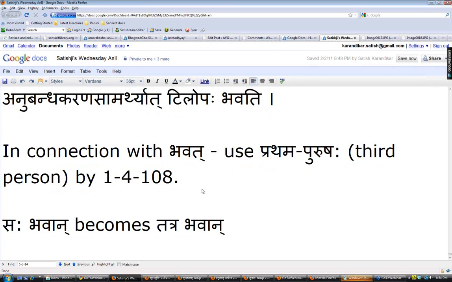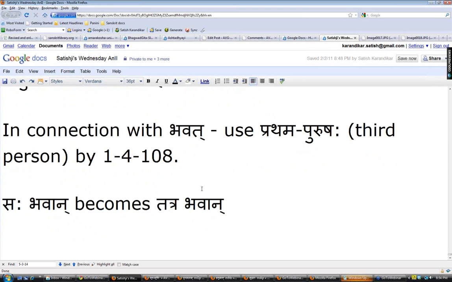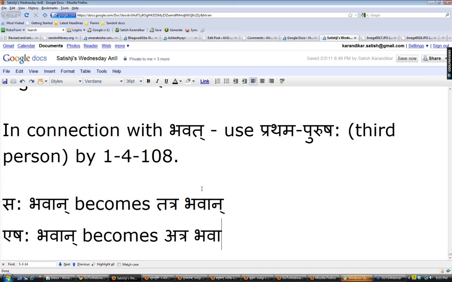So this "you" means that well-known, famous, honorary "you". If you look at Esha Bhavan, the same kind of analysis applies here. When you say Esha Bhavan, this also comes under the same heading, which becomes Atra Bhavan. Now, a couple of things. Atra Bhavan, Atra Bhavan. First of all, I put a space in between here.